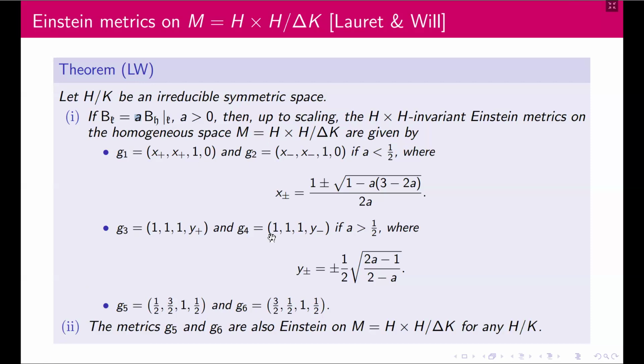Here, G3 and G4 are isometric, G5 and G6 too. Here the isometry is easy, it's just exchanging the factors H. And G1 and G2 are non-isometric. So according to this condition, a homogeneous space like this can have 2 diagonal metrics and 1 non-diagonal up to homotheties, or it can have 2 non-diagonal Einstein metrics.